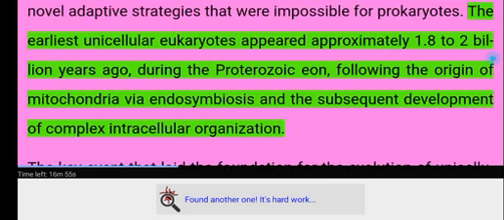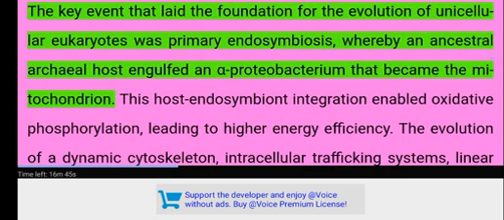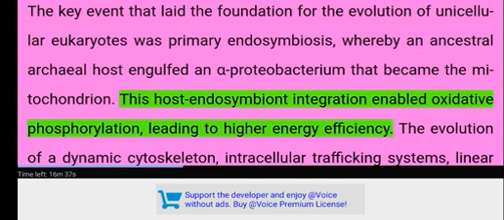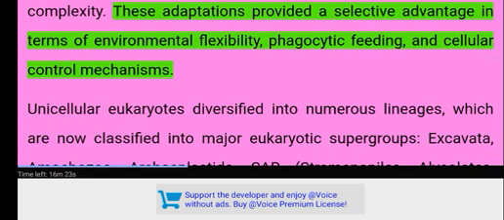The earliest unicellular eukaryotes appeared approximately 1.8 to 2 billion years ago, during the Proterozoic eon, following the origin of mitochondria via endosymbiosis and the subsequent development of complex intracellular organization. The key event that laid the foundation for the evolution of unicellular eukaryotes was primary endosymbiosis, whereby an ancestral archaeal host engulfed an alpha proteobacterium that became the mitochondrion. This host-endosymbiont integration enabled oxidative phosphorylation, leading to higher energy efficiency. The evolution of a dynamic cytoskeleton, intracellular trafficking systems, linear chromosomes with histones, and compartmentalization of genetic material into a nucleus allowed for greater genomic and regulatory complexity. These adaptations provided a selective advantage in terms of environmental flexibility, phagocytic feeding, and cellular control mechanisms.